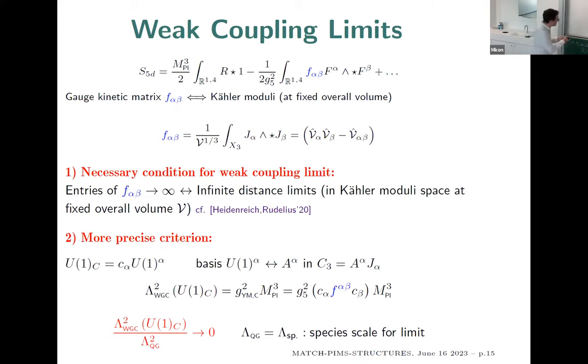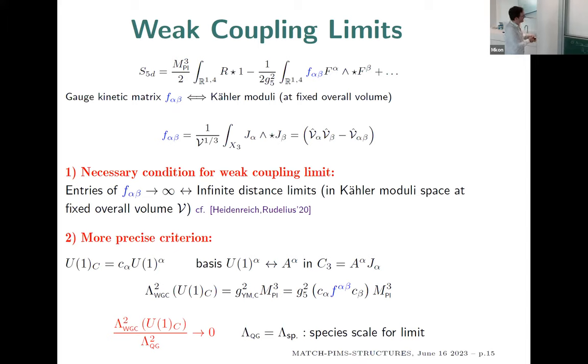Why is it not sufficient? It's a bit hard to explain. The point is, just because the coupling goes to zero, this does not yet mean that the theory really becomes weakly coupled relative to gravity. So we need to consider the relation between essentially the coupling strength for the gauge sector and the coupling strength of gravity, and that should be small. That is the precise criterion.